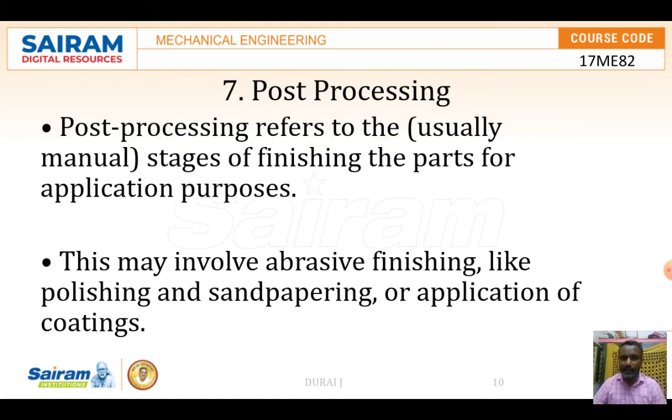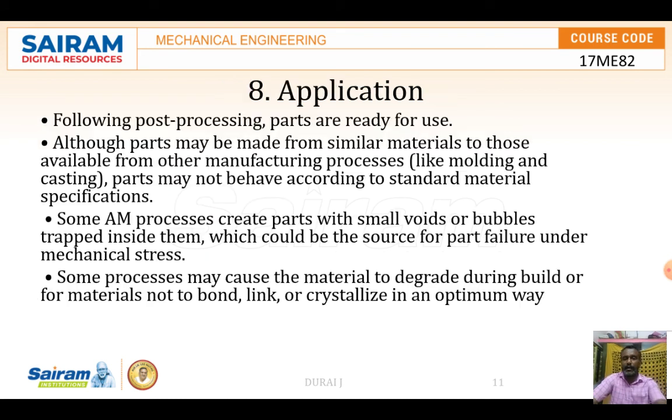Then in the post processing, the extra finishing work takes place, like polishing, as well as coating, abrasive finishing and sandpapering. These are all processes to improve the surface finish of the component. For that purpose, the post processing has to be done. So this is the seventh stage of the additive manufacturing process.